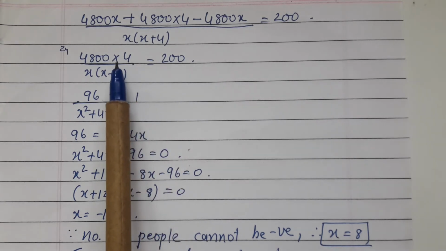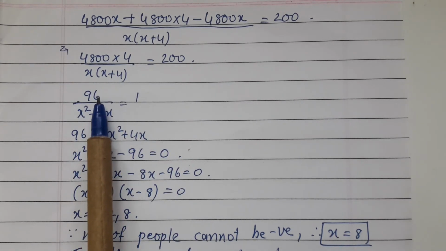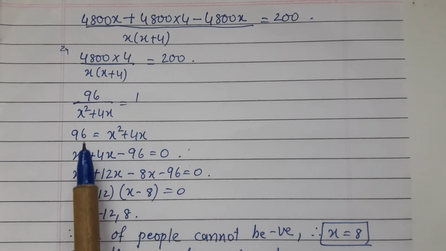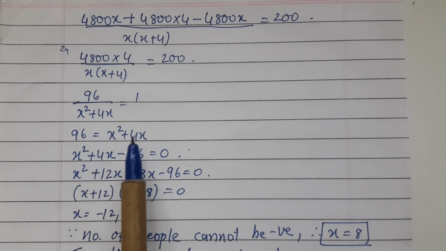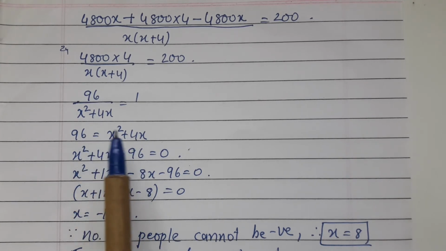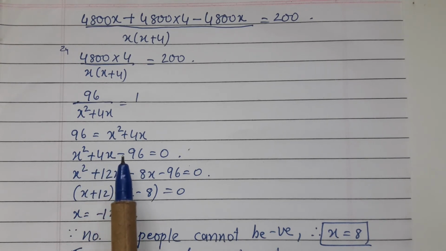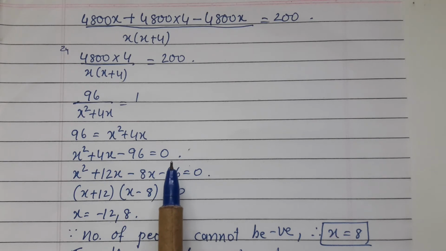Divide by 200 on both sides. We get 96 upon x square plus 4x equals 1. Cross multiply. 96 equals x square plus 4x. 96 taken to the right. We get x square plus 4x minus 96 equals 0.